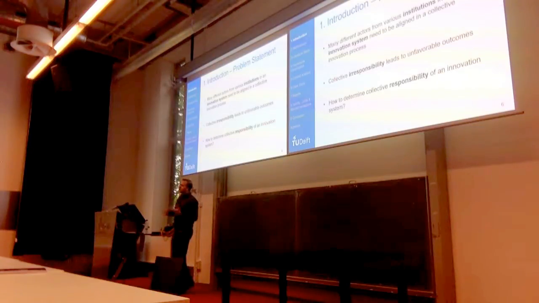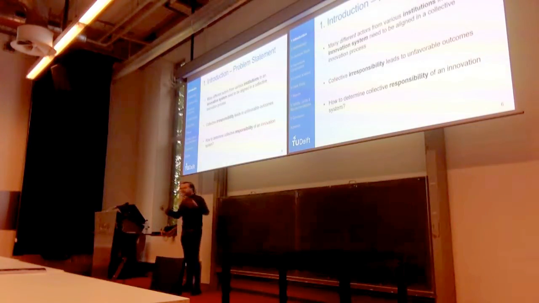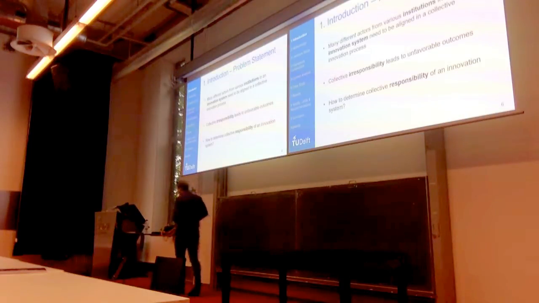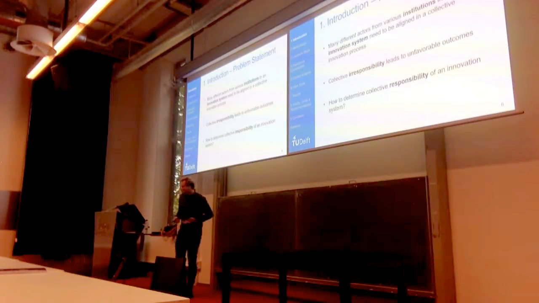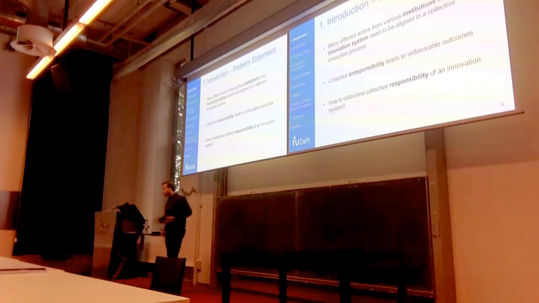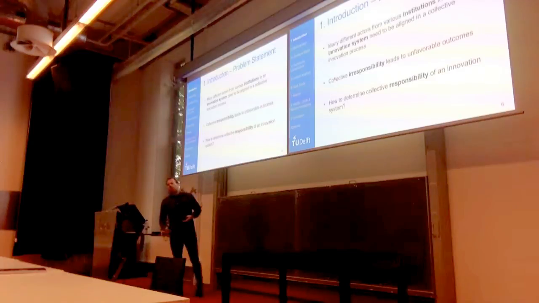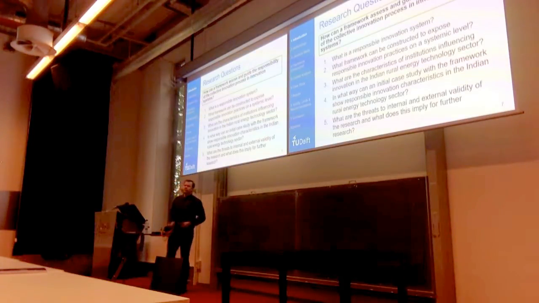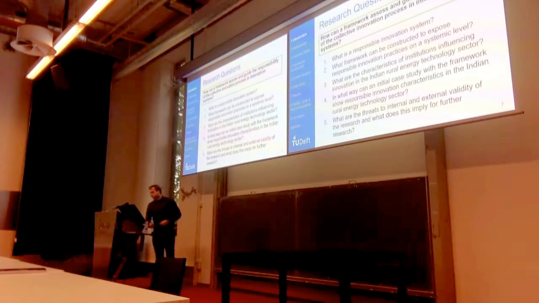And their activities need to be aligned so that the collective innovation process, so that everything they do is done in a coherent way. And while each of the actors might have good intentions, collective irresponsibility might prevail, which can lead to unfavorable outcomes. And an example of that is actually nuclear technology, which until today threatens the world peace. Ironically also meant to solve the world's power problems. But how do we determine the collective responsibility of an innovation system? And that has led me to my research question: how can a framework assess and guide the collective innovation process in innovation systems? And a set of sub-questions that are also represented in the chapters on the left.